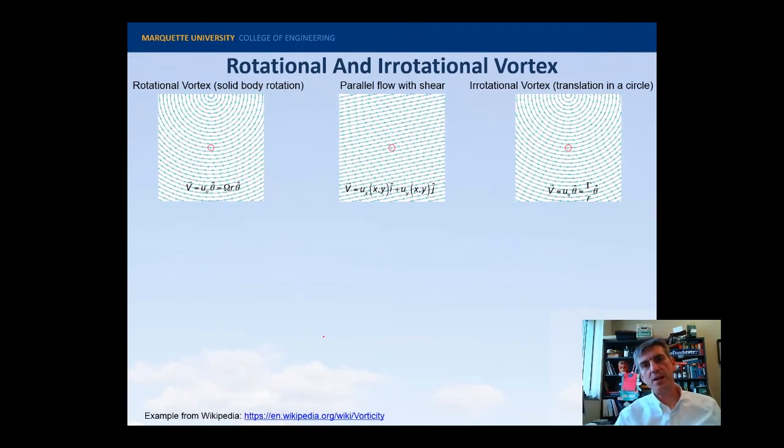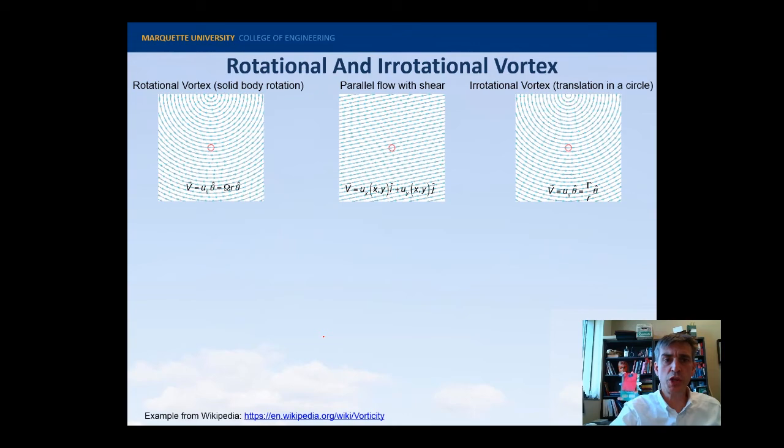These are a couple of images I took from Wikipedia, and I kind of like them, so I thought I'd show them. The Wikipedia page illustrates the difference between rotational and irrotational vorticity. They're showing the irrotational vortex and the rotational vortex, and also a parallel flow in shear. Again, this is the velocity that describes the flow field for the rotational vortex, and this is the velocity that describes the irrotational vortex.